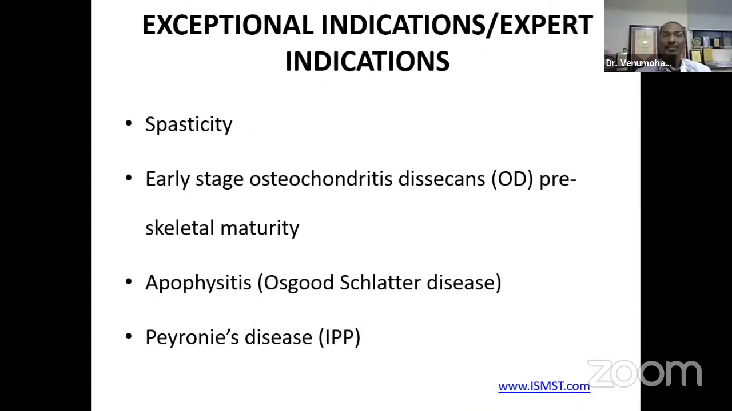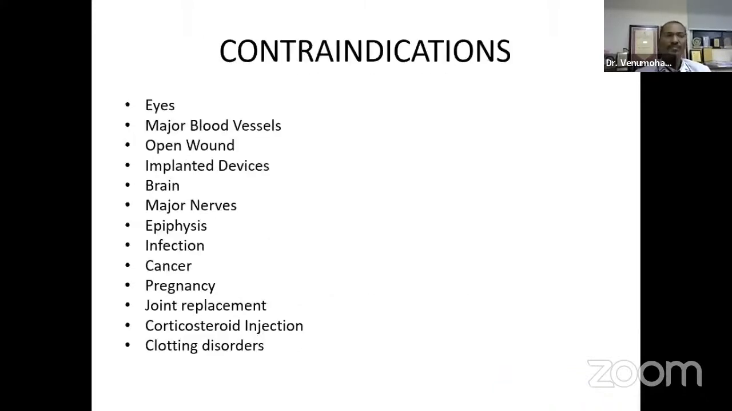There are some exceptional indications where a lot of research is now going on in using extracorporeal shockwave, in spasticity, and osteochondritis dissecans, but only at the early stage where there is pre-skeletal maturity, and epiphysitis, then Peyronie's disease.